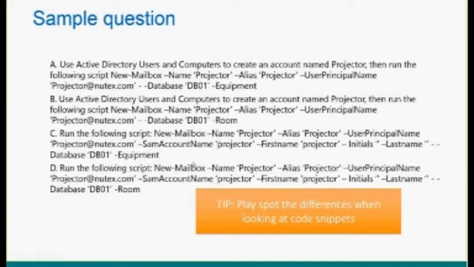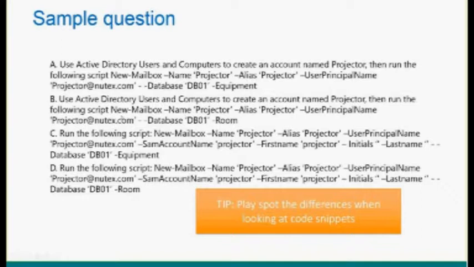If you look at C and D, the only difference between those is one specifies dash equipment, and the other one says dash room. Everything else on the line is exactly the same. Since we're creating something for a projector, I'm guessing dash equipment, even though I have no idea what this command is really doing. I'm not an administrator. But I look at this, I go, well, it's definitely C, not D, because I'm creating a mailbox for a projector. Why would I put dash room if there's a dash equipment?